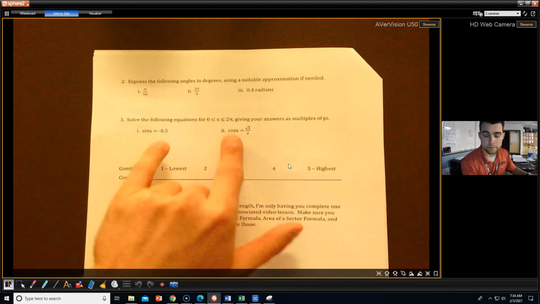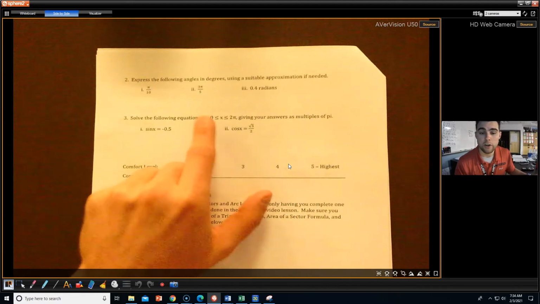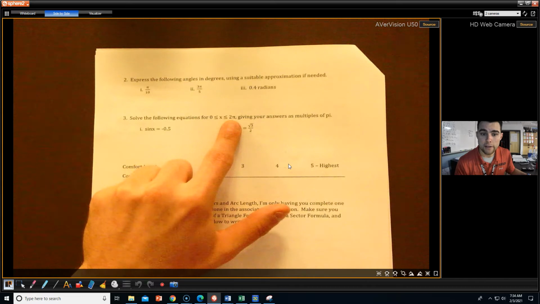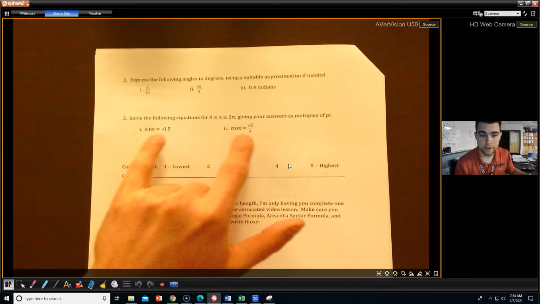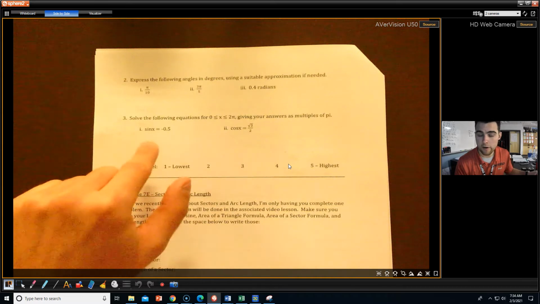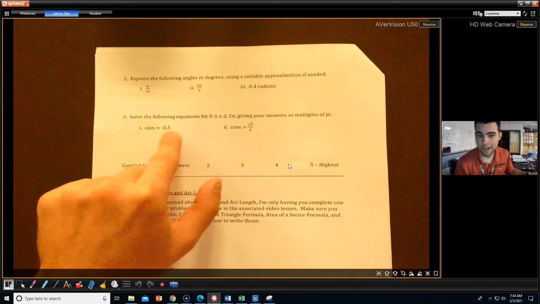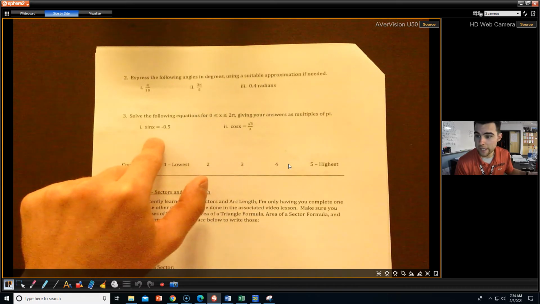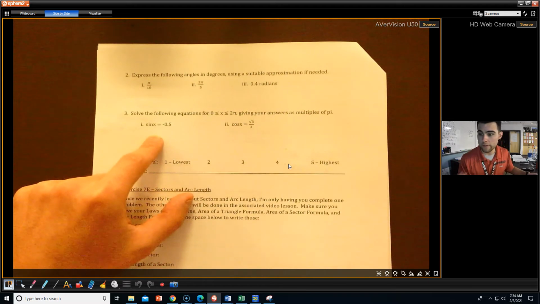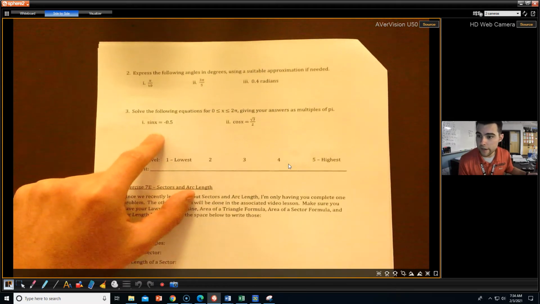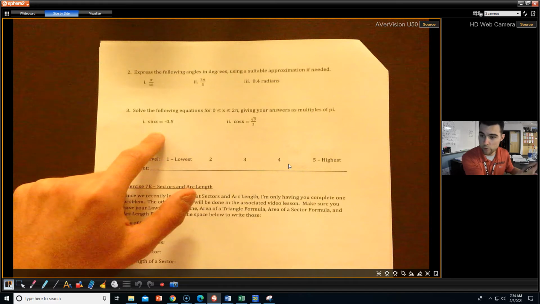Number 3, okay, notice our domain is going 0 to 2 pi. So you can work in degrees, at least for the time being, and get your degree measurement. So you can take the arc sine of both sides here, and you can get the degree measurement for x, and then you can go through the reference angle thing and find, oh, where else is sine negative, and then use those equations to help you.